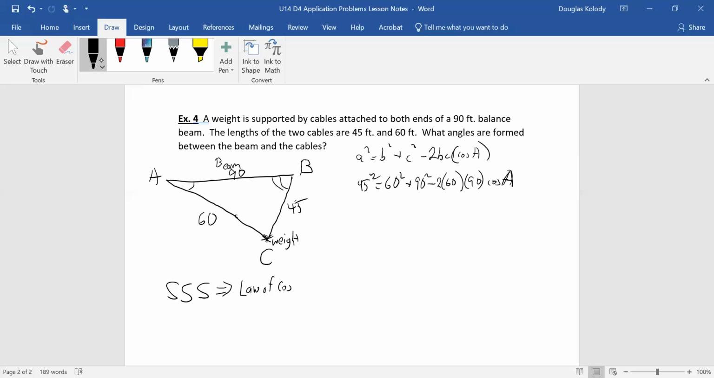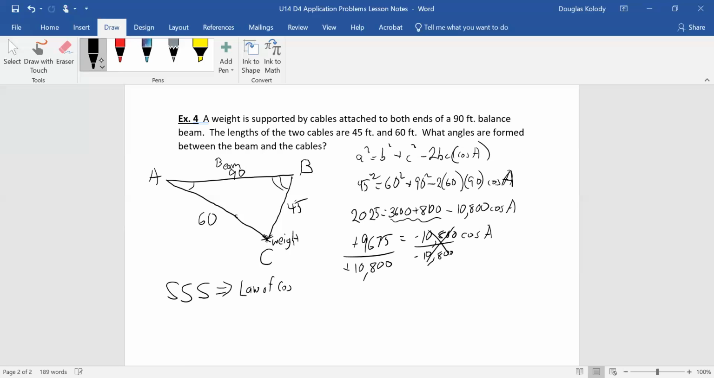Working this on through, this is going to be 2025 equals 3600 plus 90 squared, 8100, minus 2 times 60 times 90, which is 10,800, cosine A. Continuing to work this way through, cutting to the chase a little bit: if I add up the 3600 and 8100 and then subtract it over, I'm going to end up getting negative 9,675 equals negative 10,800 times cosine of A. I divide by negative 10,800.